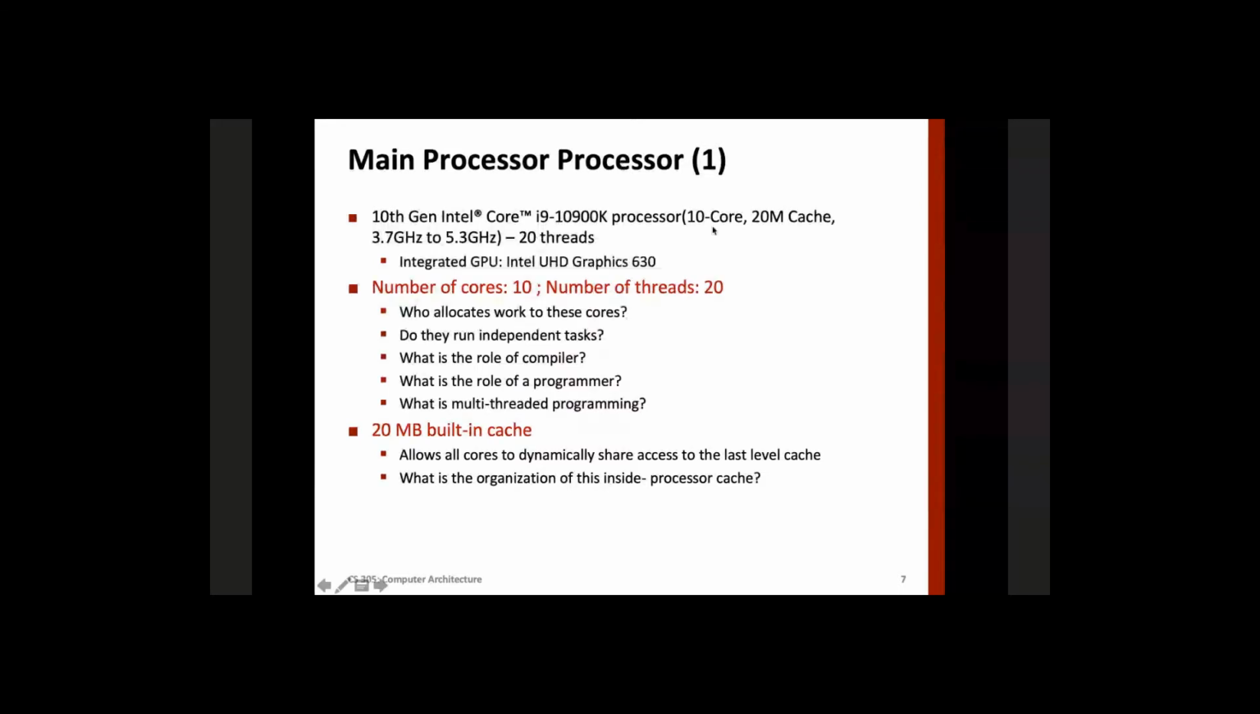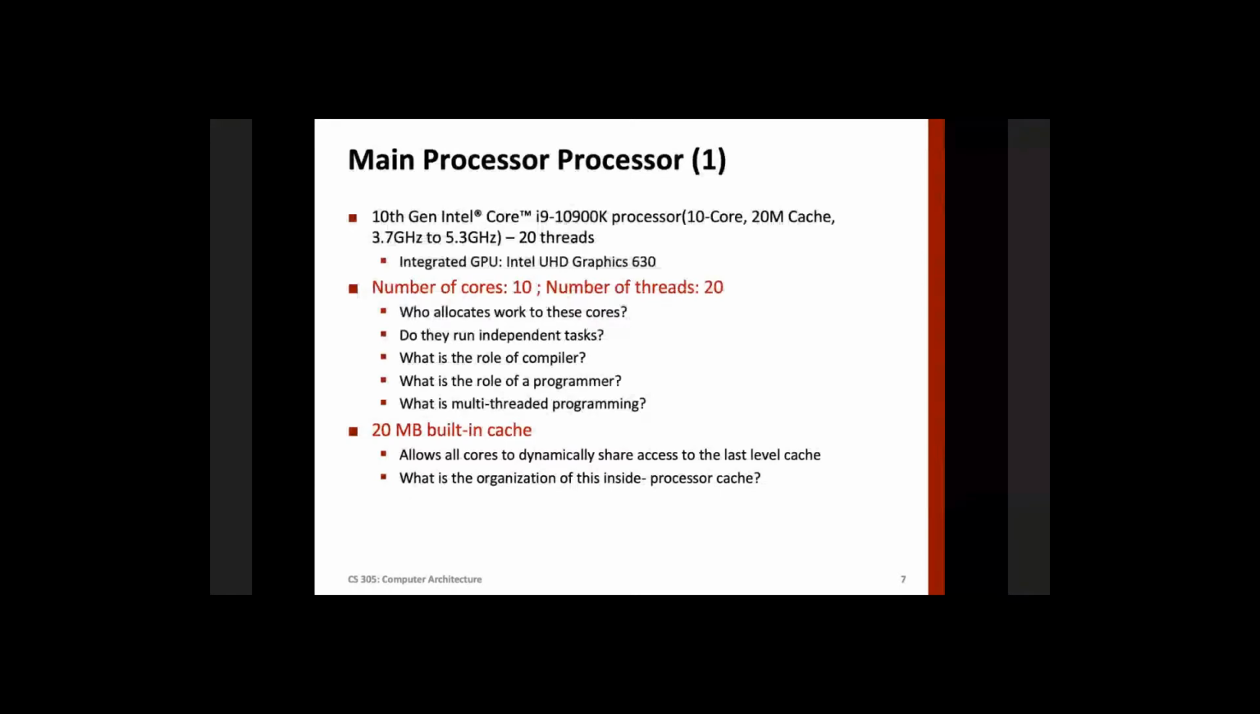Now it has 10 cores. So the number of cores is 10. It means that 10 processors are embedded. Instead of having one large processor, it has 10 processors interconnected to each other. And the number of threads that it supports is 20. It means that on each core we can run 2 threads. What a thread is, you will study a little later. You can think of this as a lightweight process. Now the question I can ask you: who allocates work to these cores? Is it the compiler? Is it the OS?